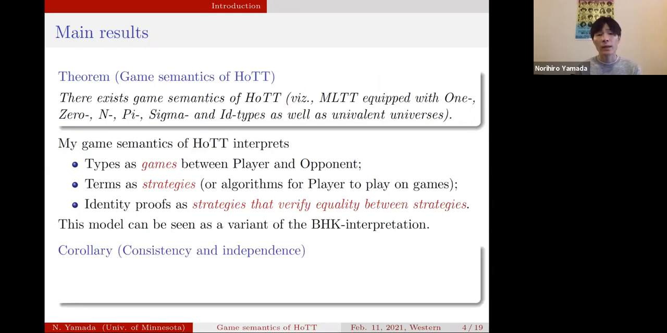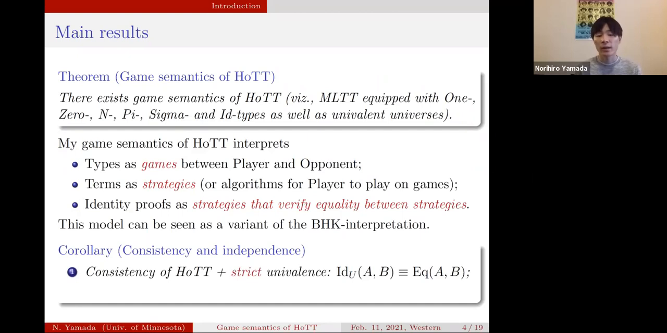And also I have some technical corollaries. The first, this game semantics validates strict univalence in the sense that the judgmental equality between identity on universe and type equivalence holds. So as an immediate corollary, it shows the consistency of HoTT plus this strict univalence. And also, this game semantics shows independence of Markov's principle from this extended HoTT.